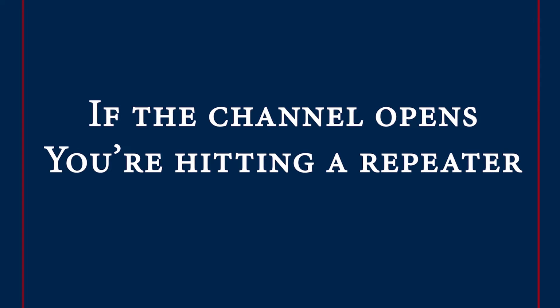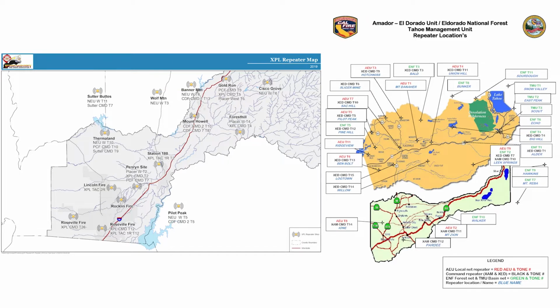Simply enough, if you hit your push to talk transmit button on your VHF radio and you hear the frequency open up, you are hitting the repeater. If you hit that button and you don't hear that frequency open up, you are on the wrong tone. I recommend that everybody print out these radio tone maps, carry them in your clipboards on your engines and your Type 3 engines so that you can reference them based upon where you're going to.